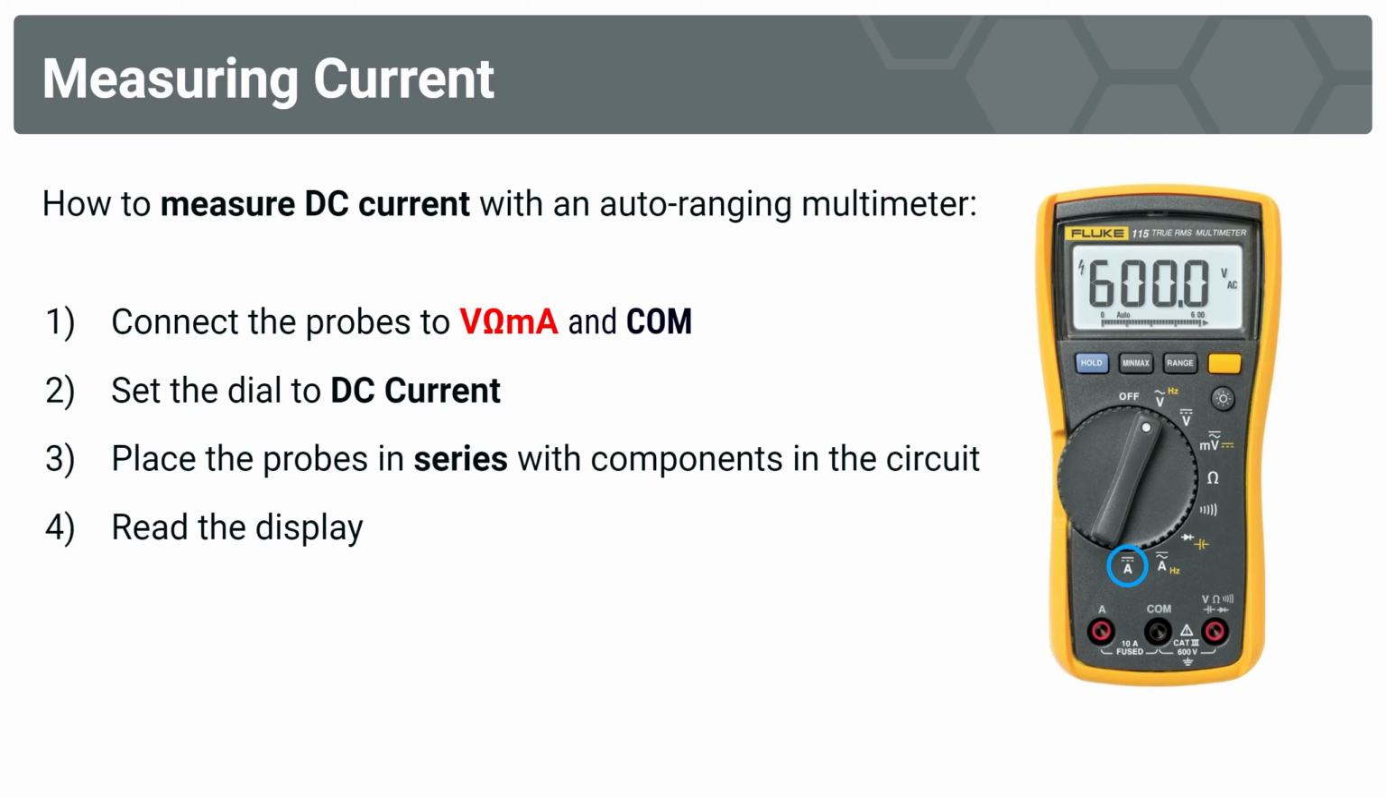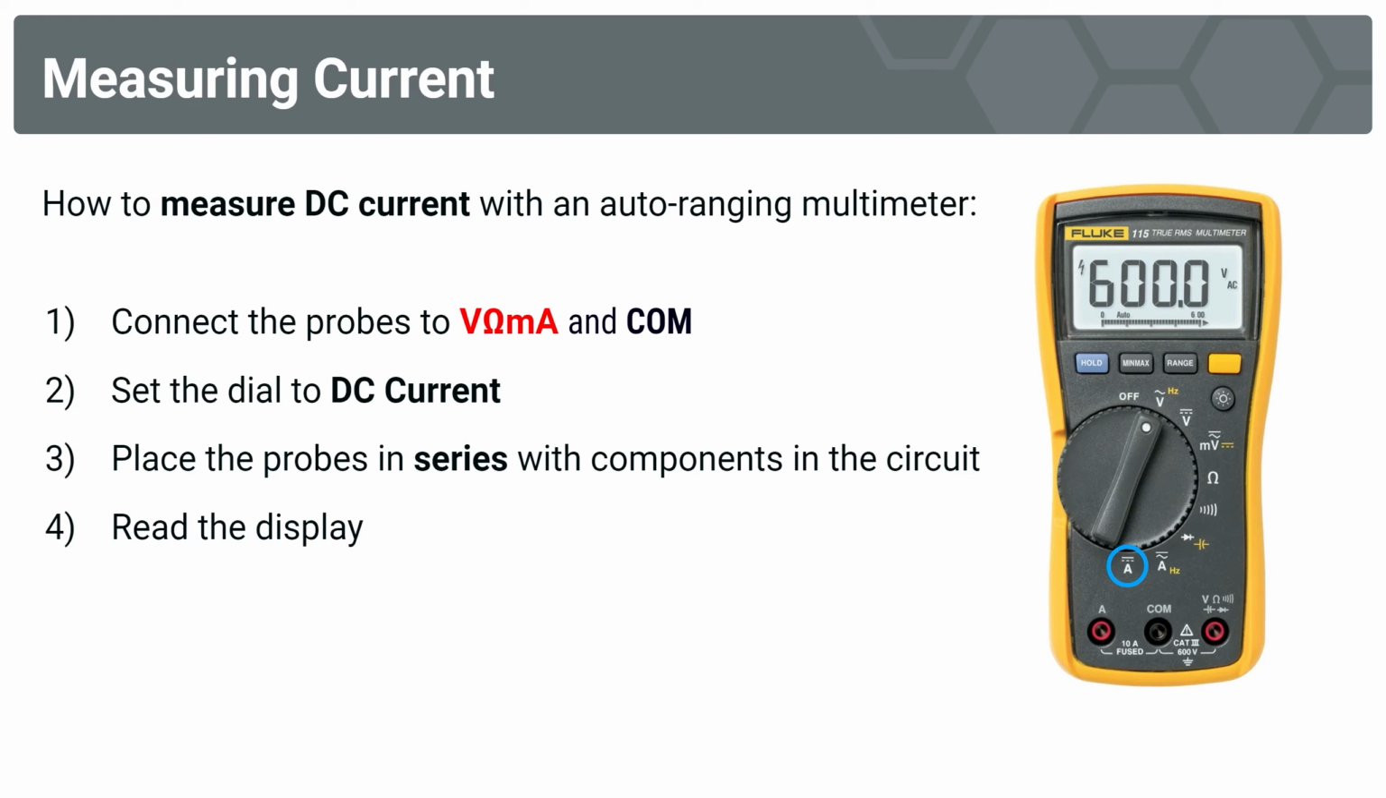The first step, as always, is to connect your probes. The second step is to set the dial of the multimeter to the DC amps symbol, the DC current symbol. And then, and this is a little different from the other ones, you're going to place your probes in series with the components in the circuit, because basically what we're doing is adding the multimeter as though it were a component in series with the circuit.